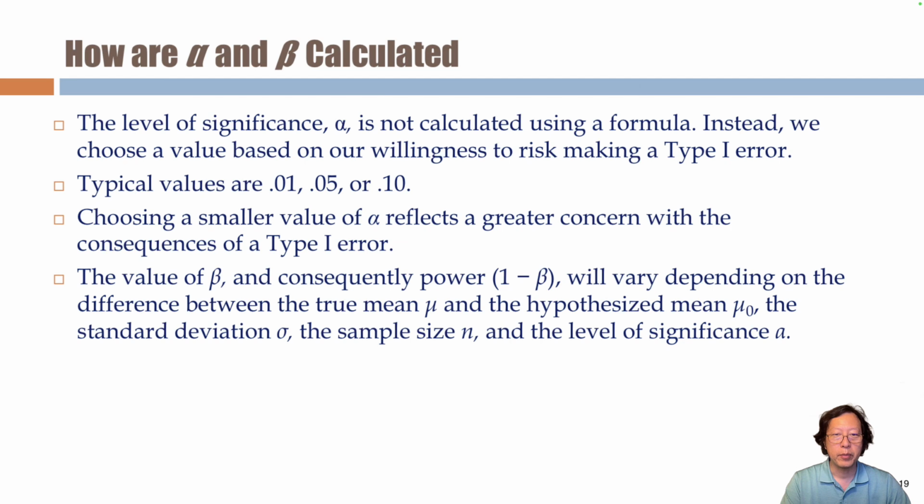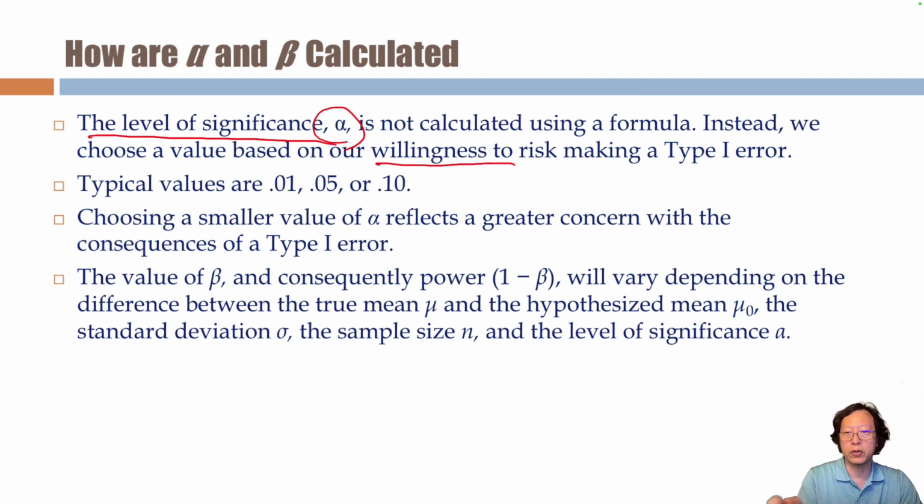How are alpha and beta calculated? Usually alpha is not calculated, it's decided by our decision maker. So the level of significance, alpha, is not calculated. Instead we choose a value based on our willingness. So what is the risk of taking a type 1 error? How much? Usually it's 0.1, 0.01, 0.05.